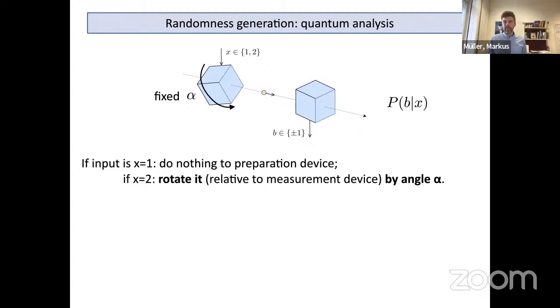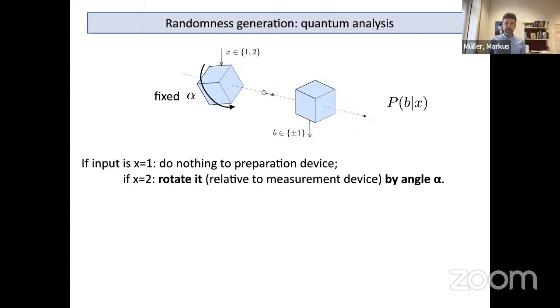Now here's how to think of that. So if the input to the preparation box is 1, then you just do nothing to the preparation device. You just let it do its preparation. Whereas if the input is 2, what you do is you rotate the whole preparation procedure by some angle alpha relative to the measurement device, right? In a fixed plane. You should think of alpha as just being fixed. Alpha might be 30 degrees or so. It's just the same in every run.